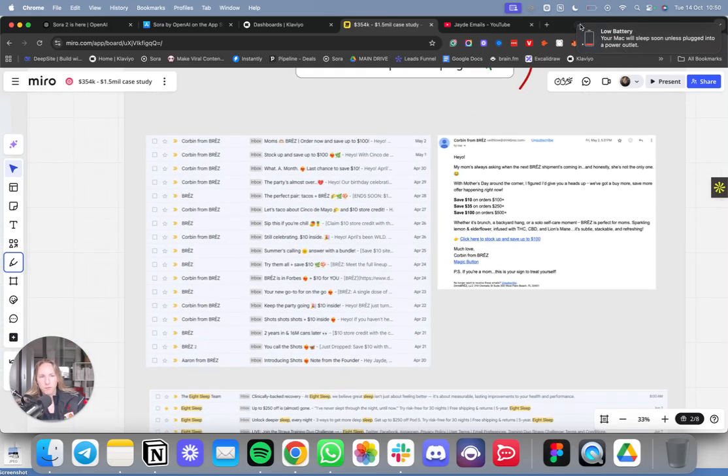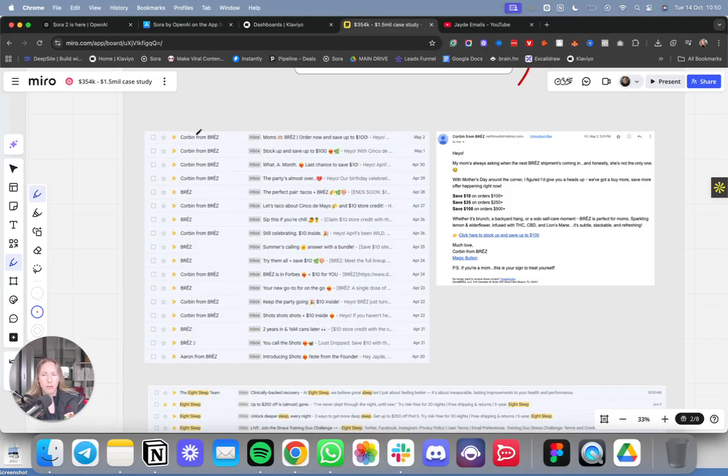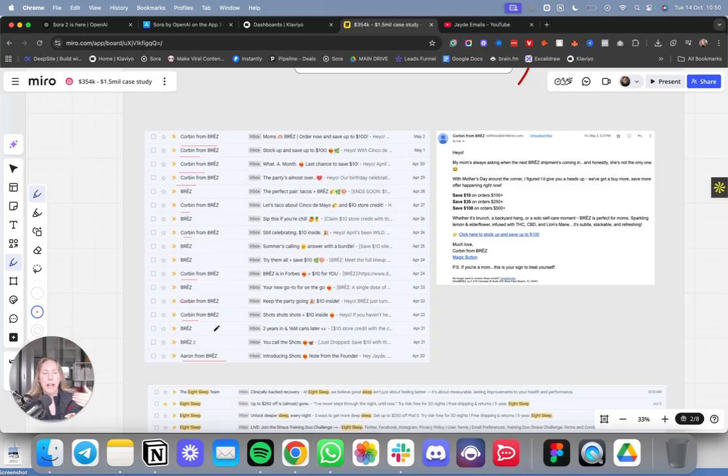Have a look at Breeze. Breeze, for example, is sending a majority of campaigns that end up being text only. So Corbin from Breeze, this is a text only campaign. They have 10 text only emails in comparison to their 7 actual image-based emails.